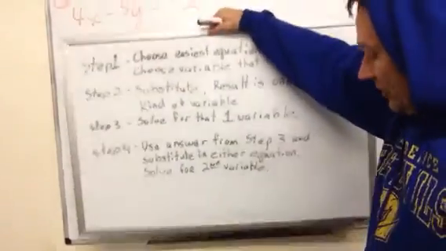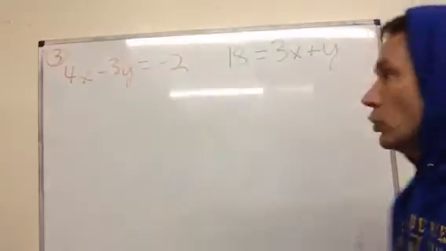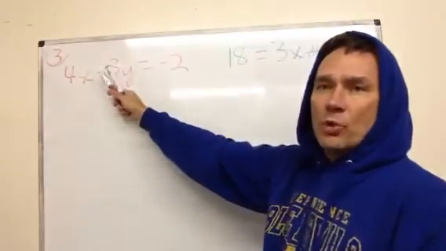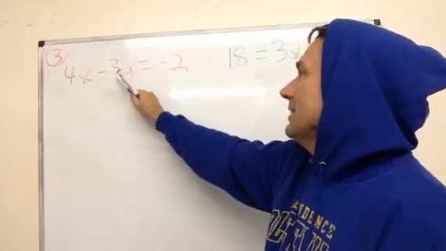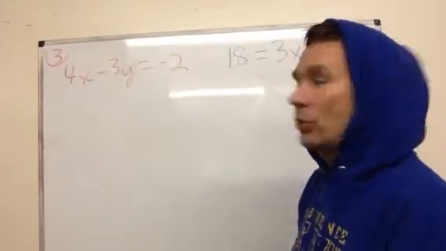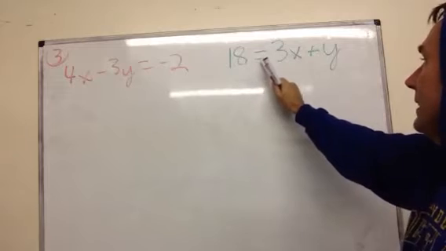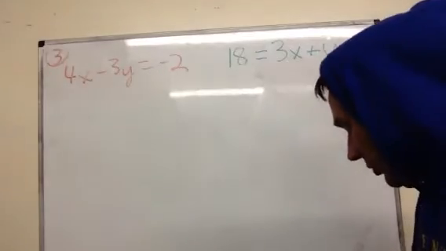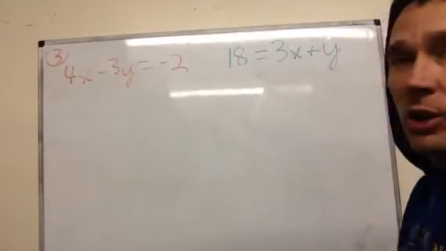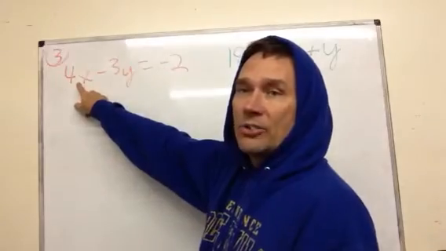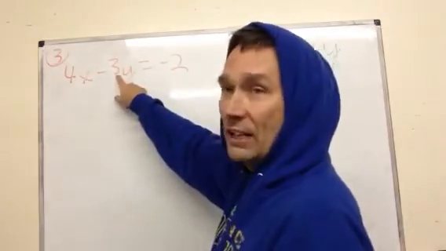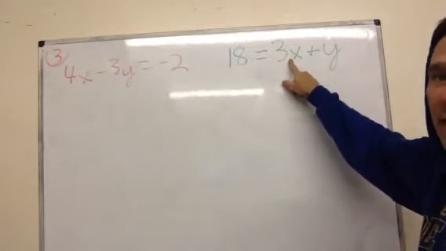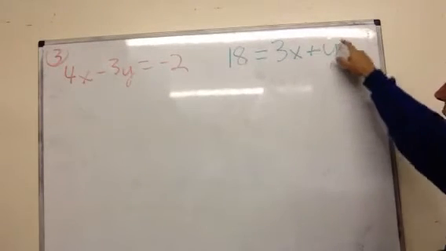Okay. Now to solve this problem, this is number 3 from assignment number 8, I believe. Two equations. The equation in red, 4x minus 3y equals negative 2. And over here we have 18 equals 3x plus y. So the first step, we need to choose the easiest equation for the variable that's all alone. This variable, not alone because there's a 4 here. Not alone because there's a negative 3 here. Not alone because there's an x here. But look at this y, it's all alone.